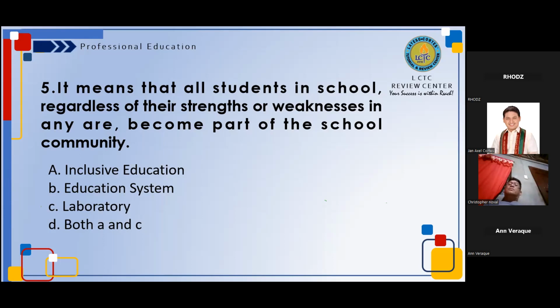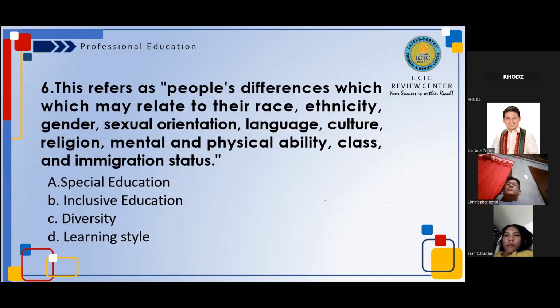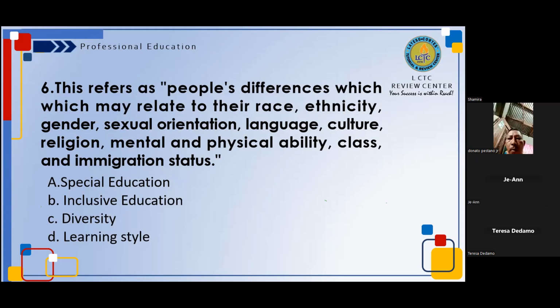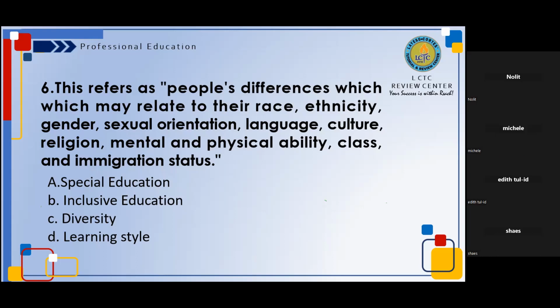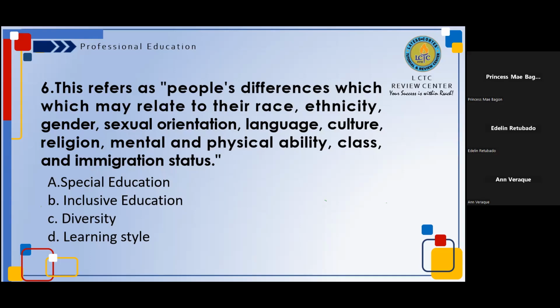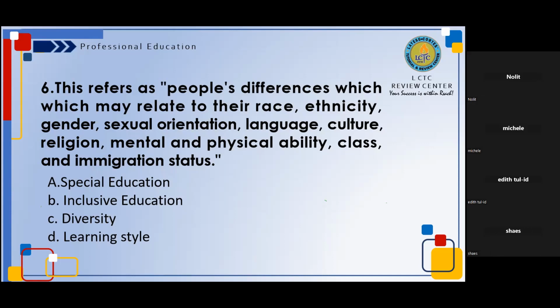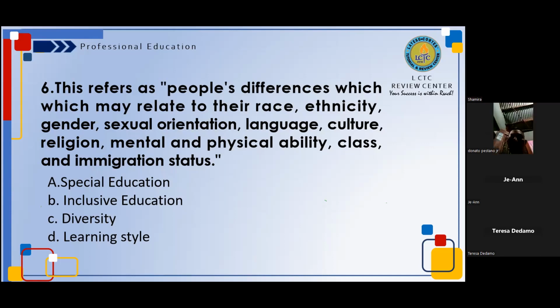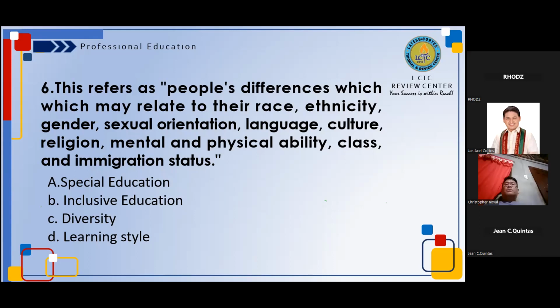We proceed to item number 6. This refers to people's differences, which may relate to race, ethnicity, gender, sexual orientation, language, culture, and religion, mental and physical ability, class, and immigration status. What do you think is that, people's differences? Letter C. Diversity. Correct. What makes it diversity?